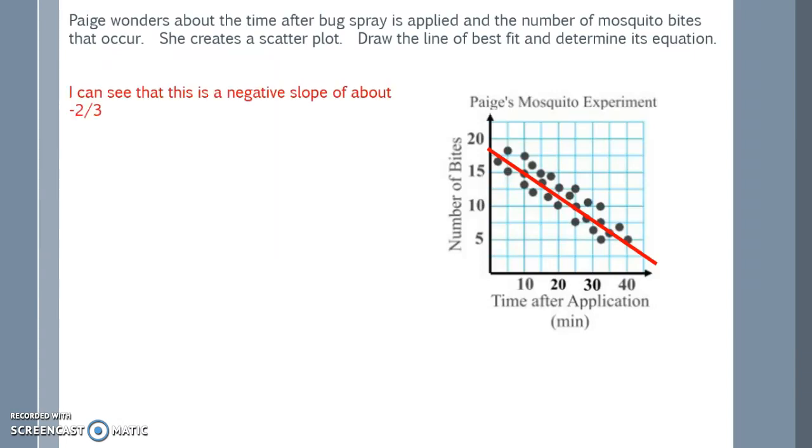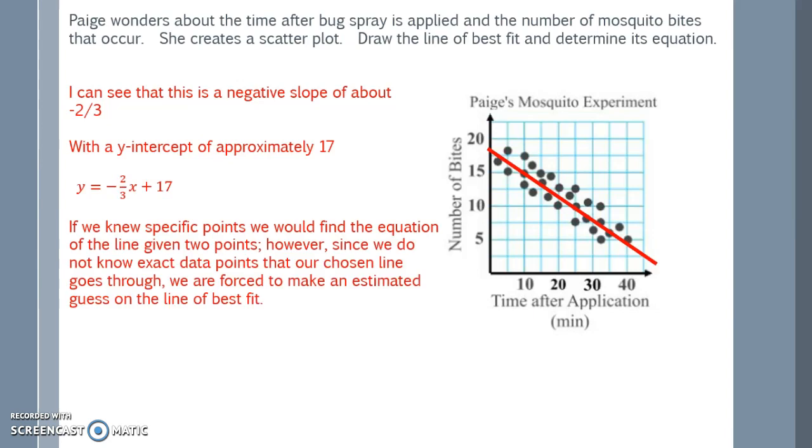I can see that this is a negative slope of about -2/3, where we start about here and we go down about 2 and over about 3, with a y-intercept of approximately 17. Our equation then is y equals -2/3 x plus 17.